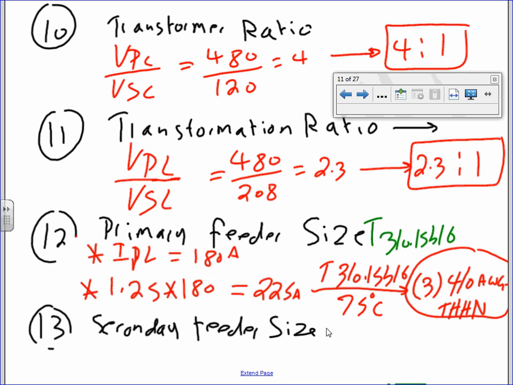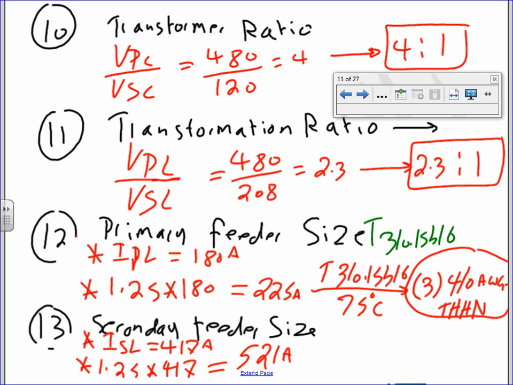Okay, secondary feeder, gentlemen. For the secondary feeder, we're going to do the same thing. I secondary line equals what? The secondary line for this one was, what was it, 417? Anybody can remind me here? 417, right? Yeah, 417 amps. Okay, what do you do? 1.25, multiply that baby, 417. That one will equal 521 amps, if I did my math right.